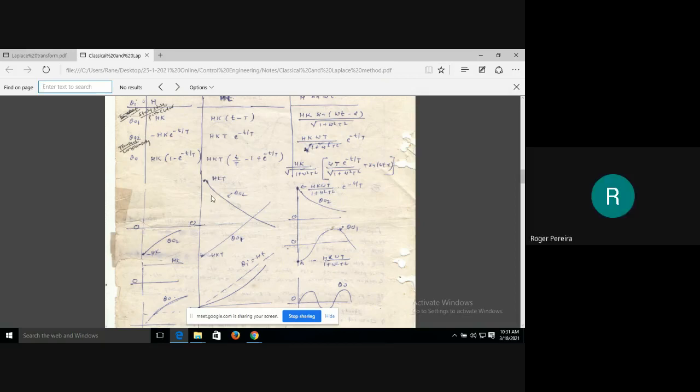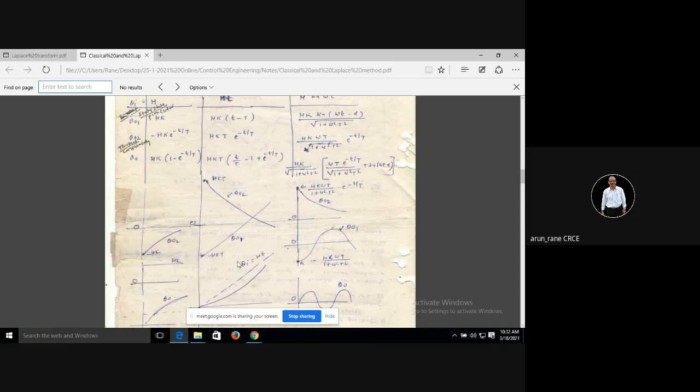Now if you add this, in order to get the output theta O, HKT and minus HKT, so that becomes 0 first, alright? And my output, as you go on adding, you will get it like this. If you substitute different values, then you are going to get like this.